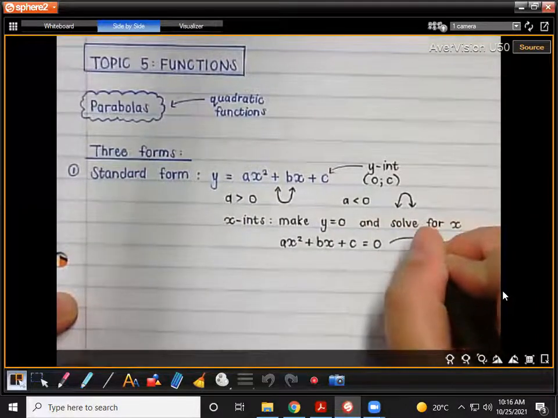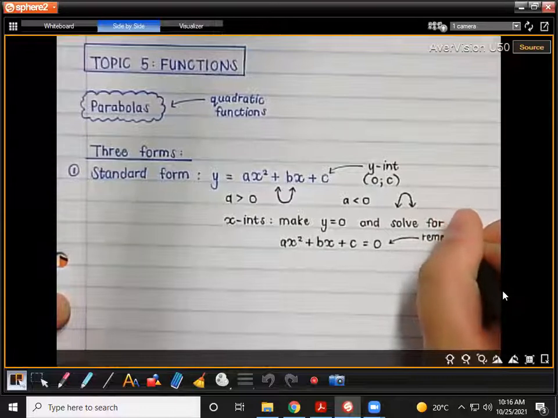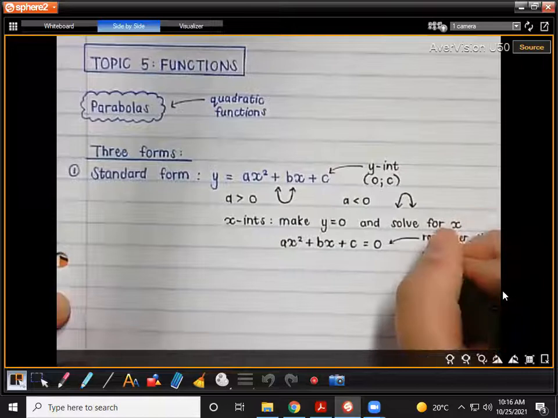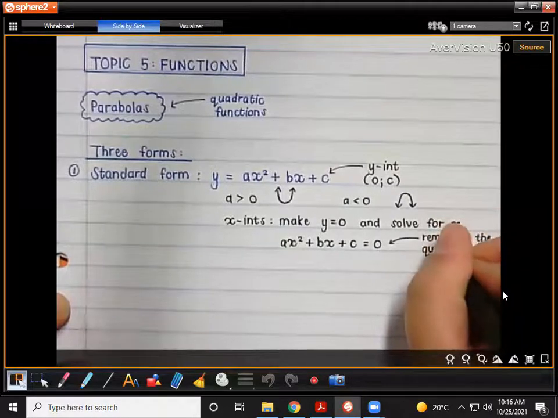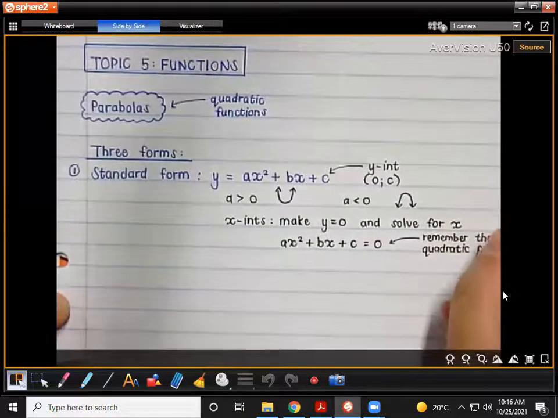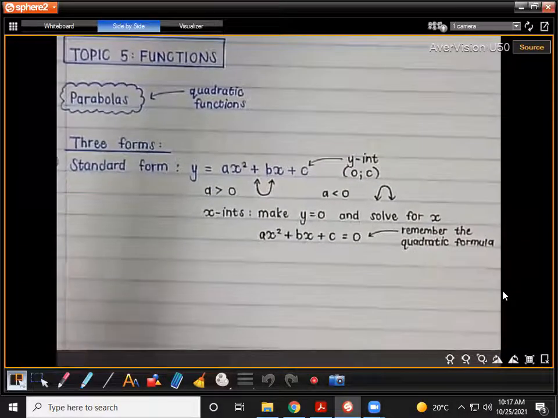Right, so here I'm just going to say, remember the quadratic formula. Okay, you can still use that to solve for x because it's a quadratic equation. Or you can factorize, make each bracket equal to 0 and solve.